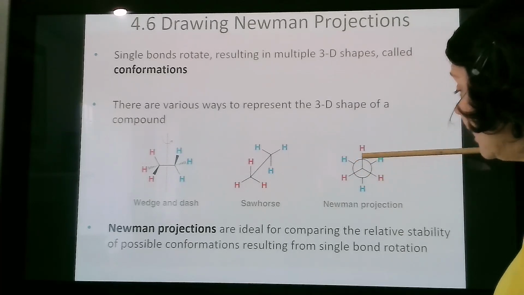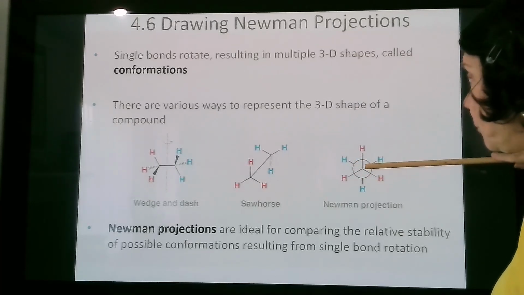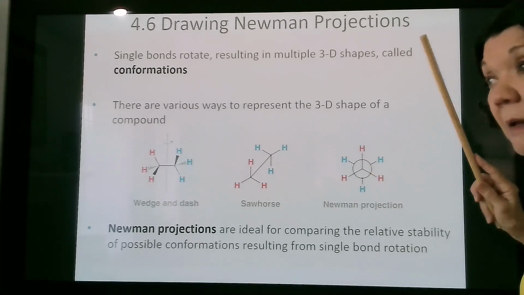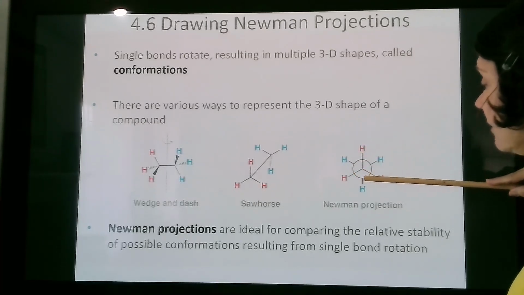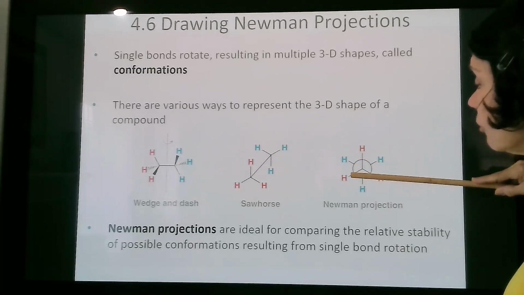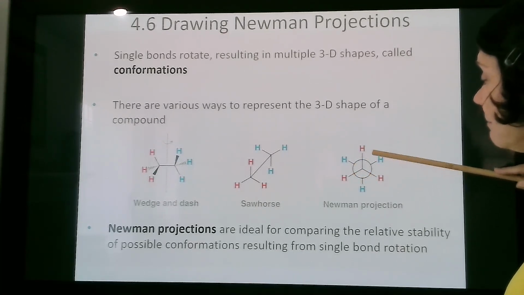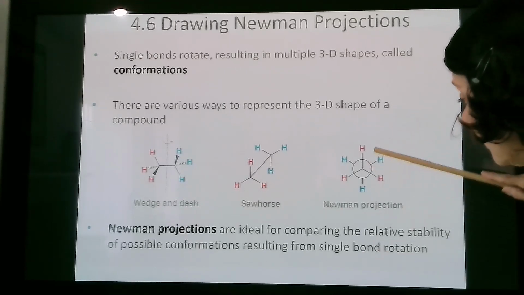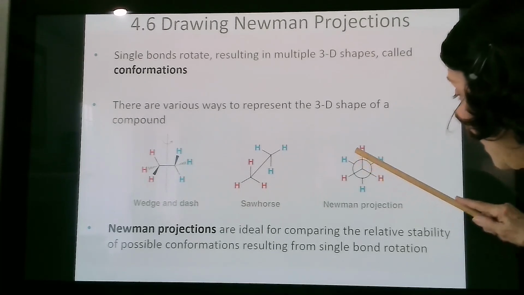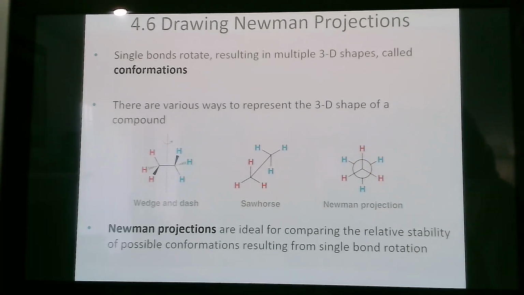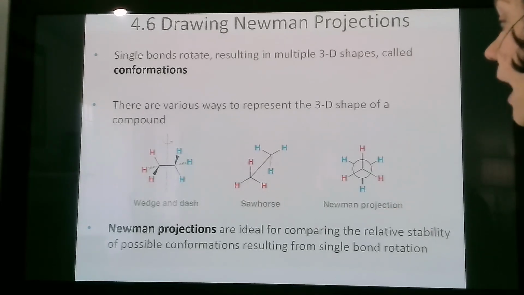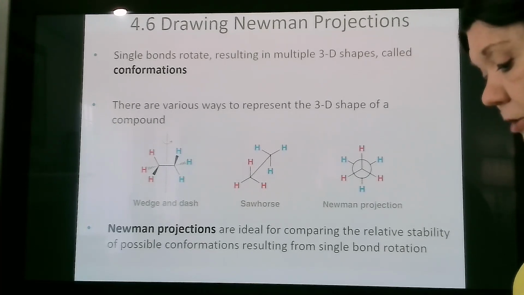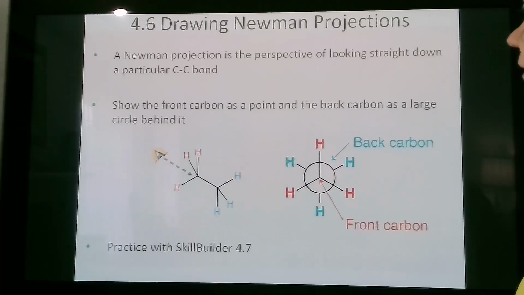And this particular Newman projection, this particular conformation, is the most stable of ethane because this is staggered. Notice the three hydrogens on the front carbon are exactly in between the three hydrogens on the back carbon, and so there is the least amount of repulsion between the electrons in the CH bonds in the back and the CH bonds in the front. The electrons are as far apart as possible, and electrons repel each other. So this is the most stable conformation. You're going to see other conformations in just a second.